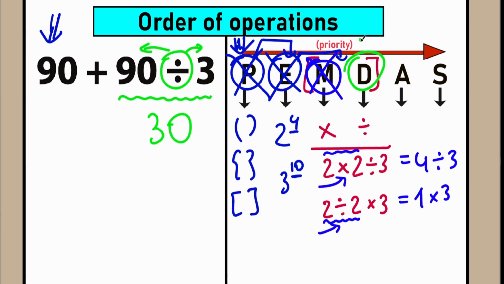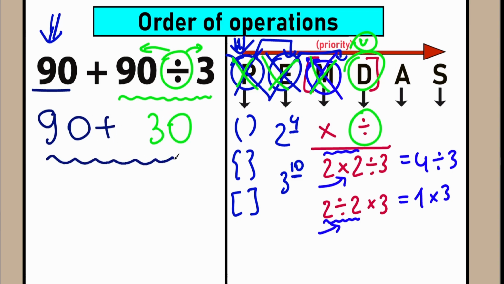So as you can see, we complete this division part. As I said before, we need to scan from left to right. We don't have parentheses, we don't have exponents, we don't have multiplication. The first thing we have in our horizontal orientation of PEMDAS, we have our D, which stands for division. So it means that we need to divide at first 90 divided by 3. And don't forget about the beginning, because in the beginning we had this 90. So we have 90 plus 30.